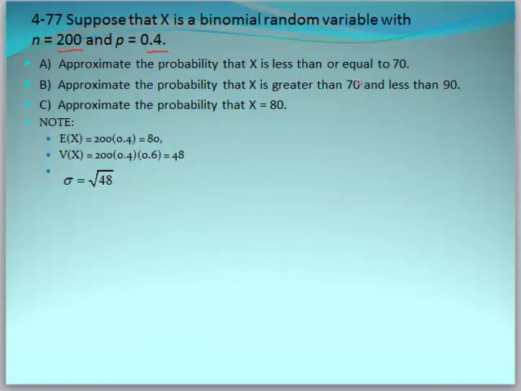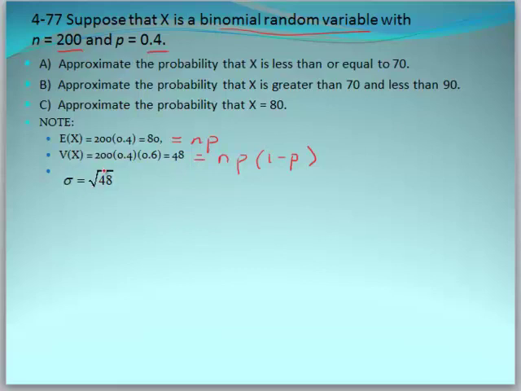Now we want to remember that when we are dealing with binomial random variables, we calculate the mean as just n times p, and that's what you see here. And then this is n times p times 1 minus p, or q, and that's what you see here, and that's how you calculate the variance. And of course, the standard deviation is just the square root of that.